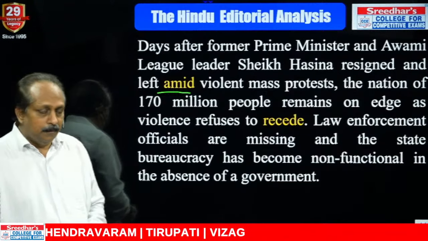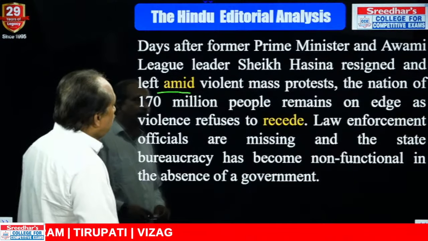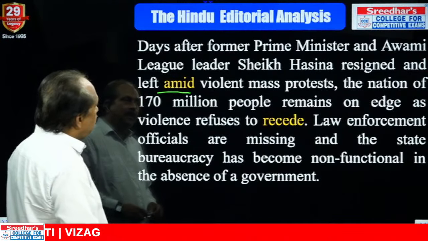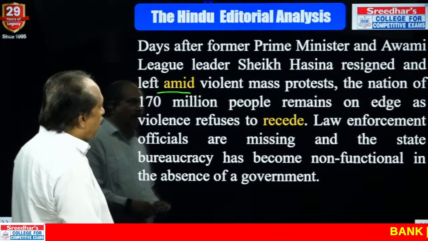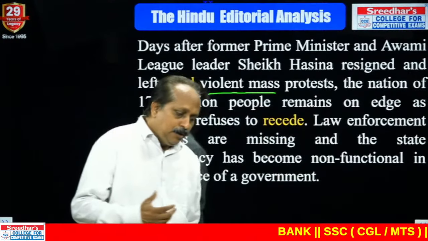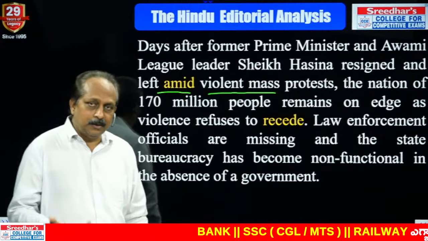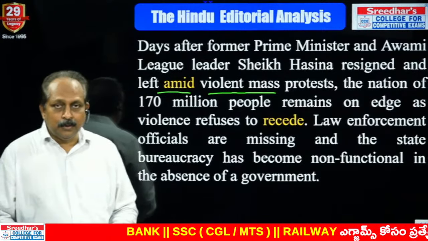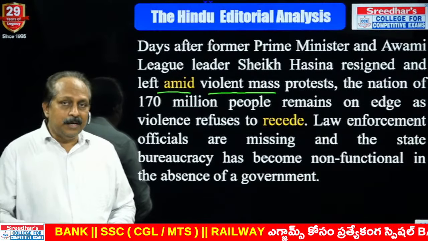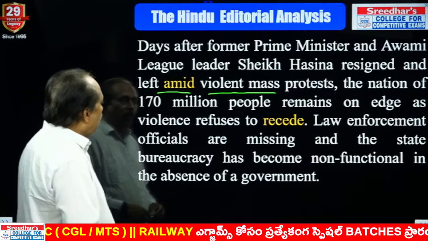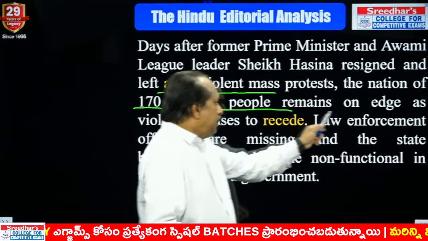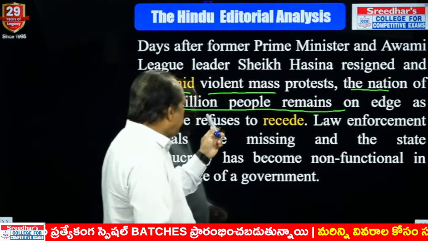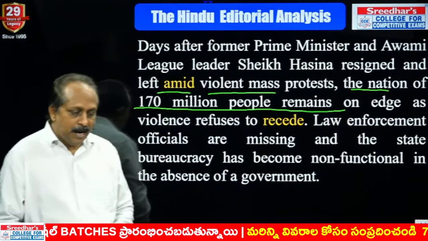All this background information. Days after former Prime Minister and Awami League leader Sheikh Hasina resigned and left amid violent mass protests. She had to leave, she had to resign, because of the mass protests related to reservations. The nation of 170 million people remains on edge. The nation, Bangladesh, of 170 million people remains on edge.